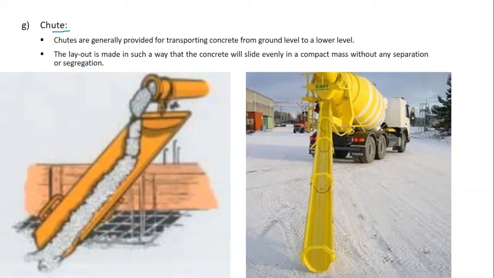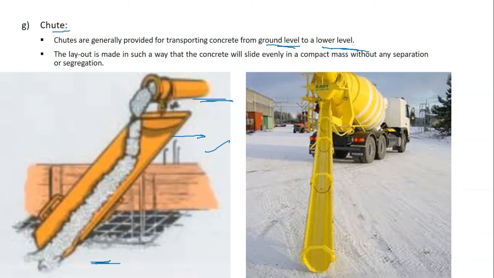So chute is nothing but this equipment. This chute is helpful when the concrete is being transported from ground level to a lower level. When we want to place concrete from one level to a level below it, this chute is useful. As you can see here, the concrete has to be placed from this level to the lower level. So this chute is helpful.